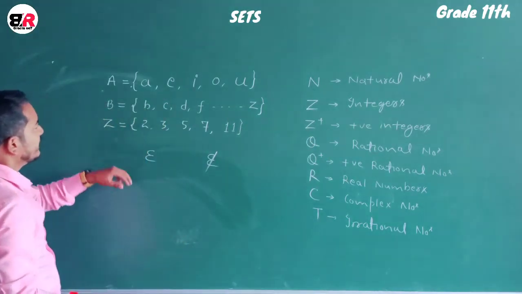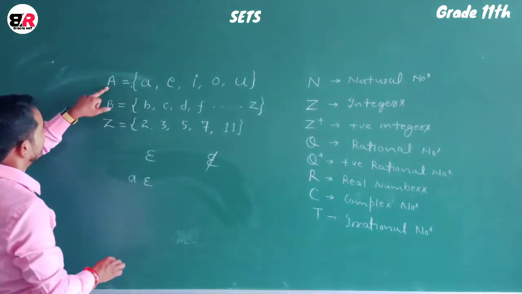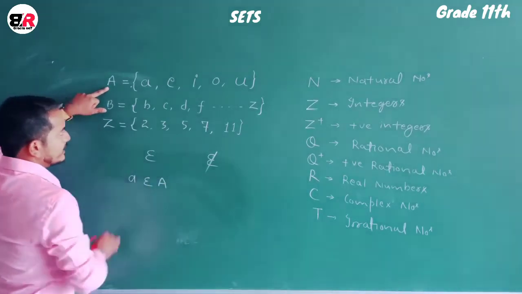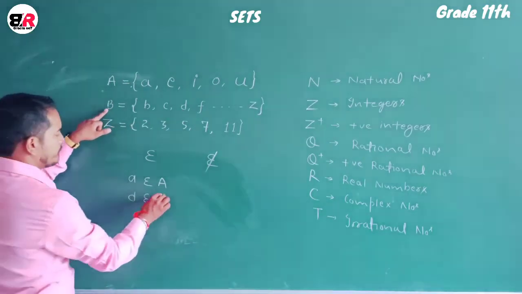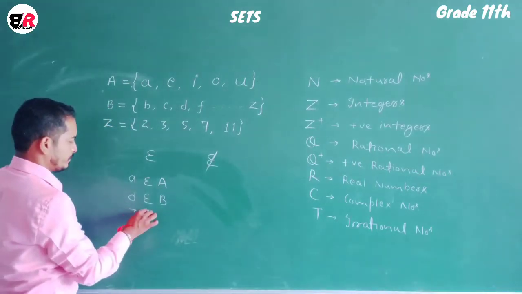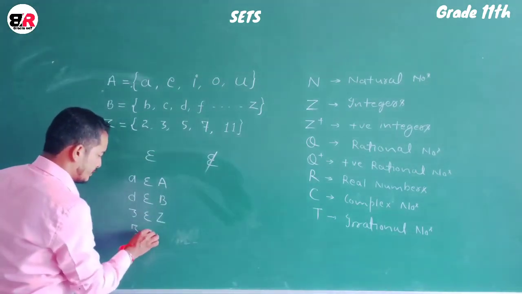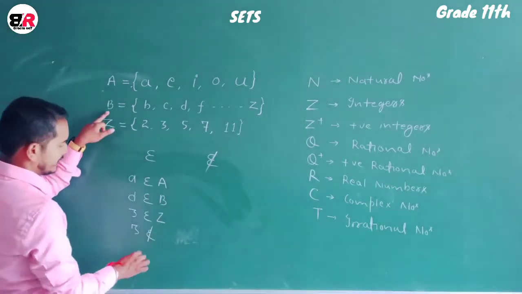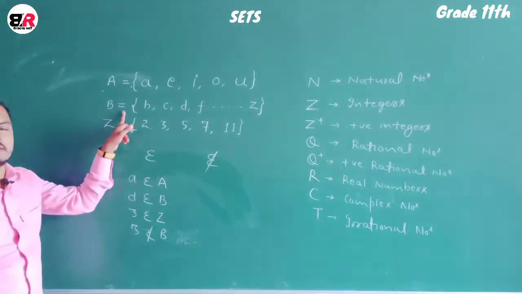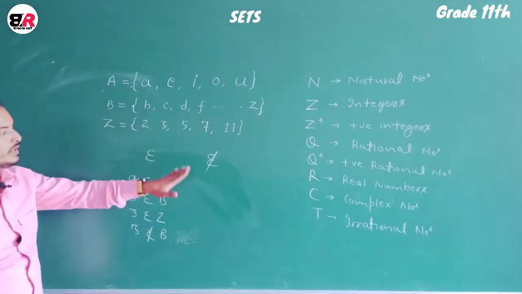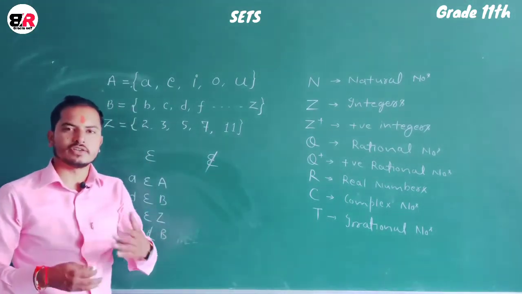So similarly here, A belongs to the set A. Similarly, D belongs to which set? D belongs to set B. 3 belongs to which set? 3 belongs to Z. But 3 does not belong to B. 3 is in Z but 3 is not in B. It means 3 does not belong to B. So this symbol denotes belongs to, while this symbol denotes does not belong to.